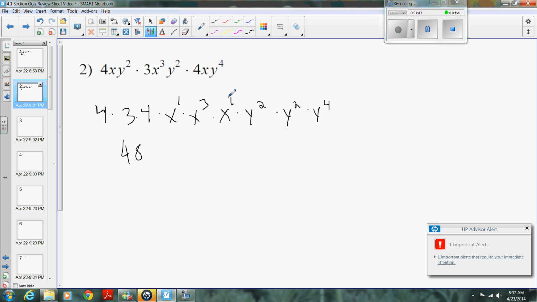And then remember, these x's all have an exponent value of 1. So this is really 1 plus 3 plus 1, right? So that's x to the fifth. My y's: y squared times y squared times y to the fourth, 2 plus 2 plus 4 is y to the eighth. Final answer for number 2.